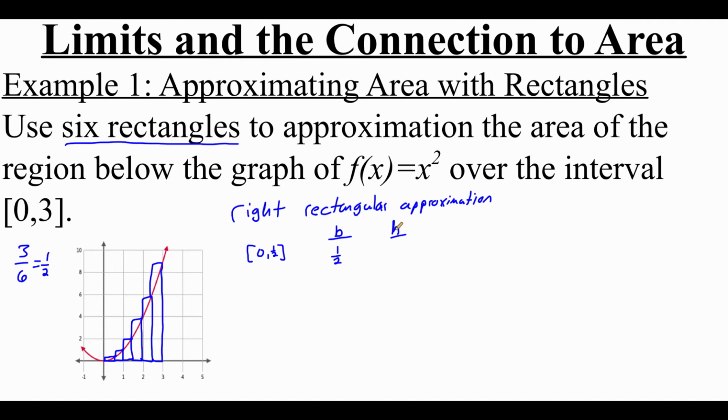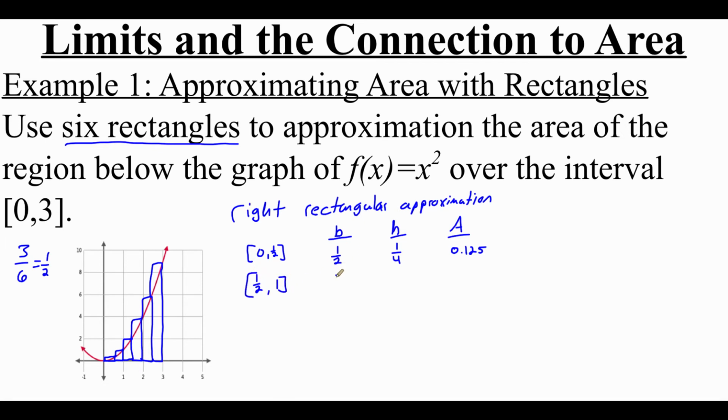What I need to do to find the height of this rectangle is take that 1/2 and plug it into my function. So if I take 1/2 and square it, I'm going to get 1/4. Then if I find the area of that rectangle, multiplying the base and the height together, 1/2 times 1/4 is 1/8, or as a decimal, that's 0.125.